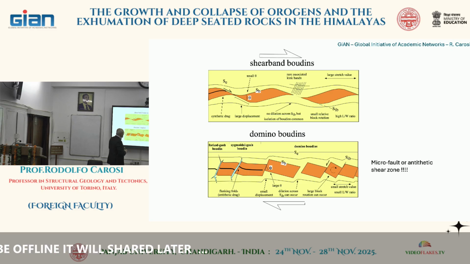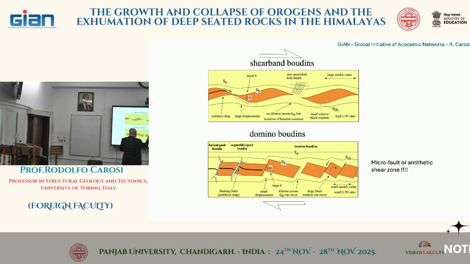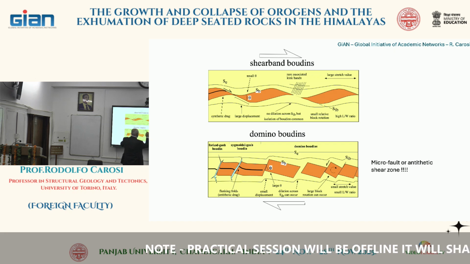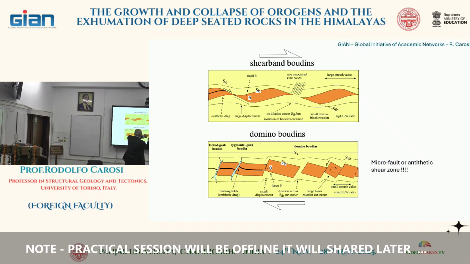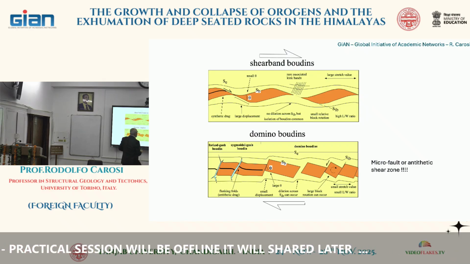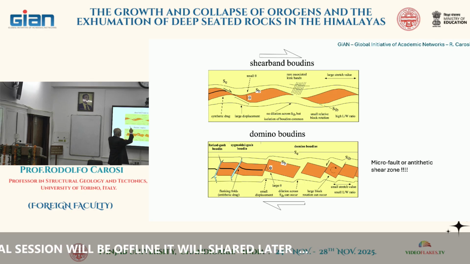So in the sinistral sense of shear, you can have antithetic rotation, and you have this high angle here in between these rigid blocks, okay? With a dextral sense of shear, this is the opposite sense of shear in the small fracture with respect to the dextral one.